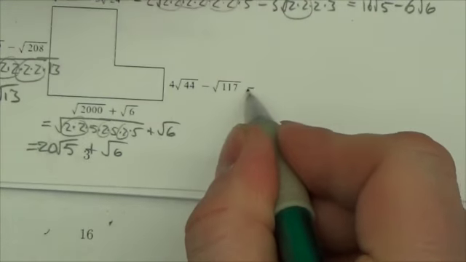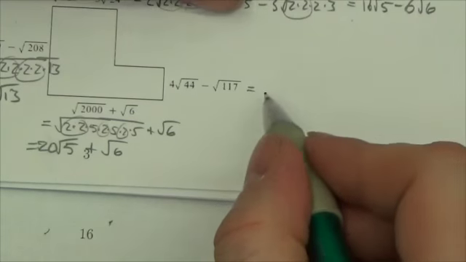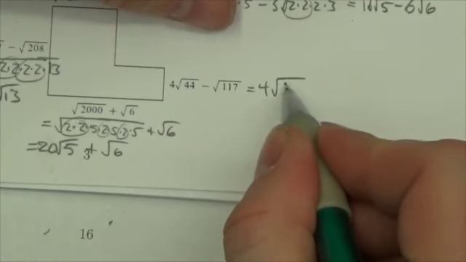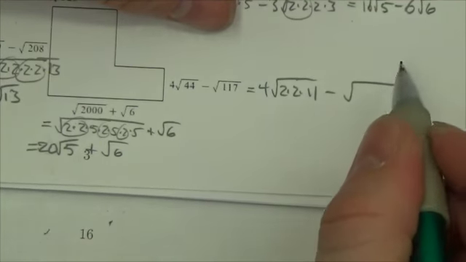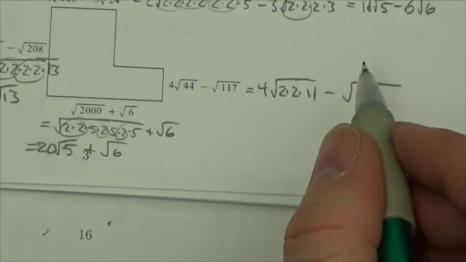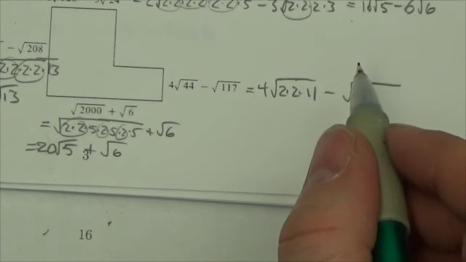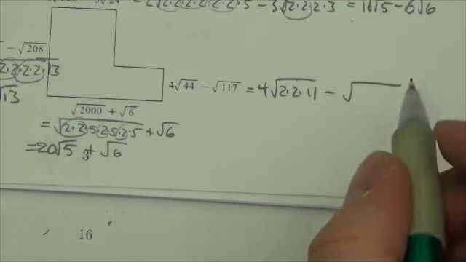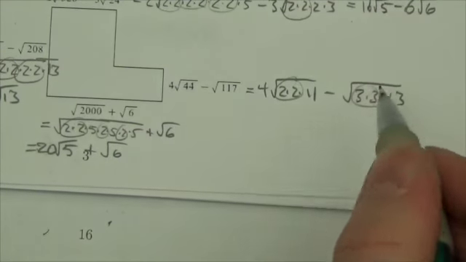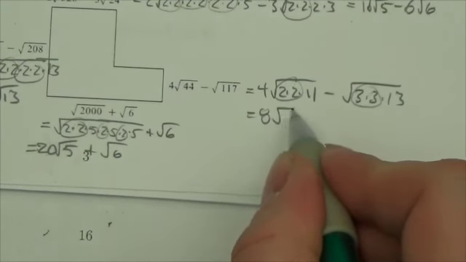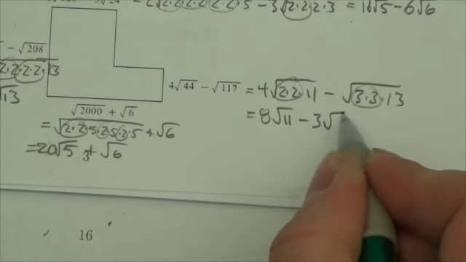And then over here, 4 root 44. That's going to be 4 root 2 times 2 times 11, minus root 117. If I divide by 3 there, this will be 3 times 3 times 13. So again, pull out pairs of factors, and you're going to get 8 root 11 minus 3 root 13.